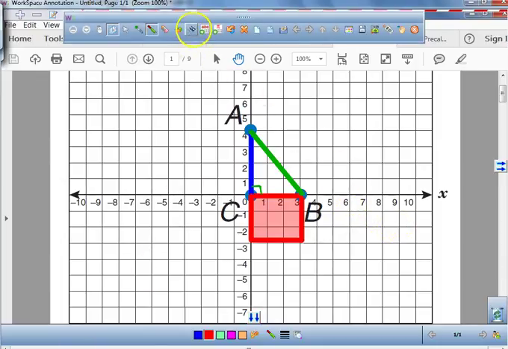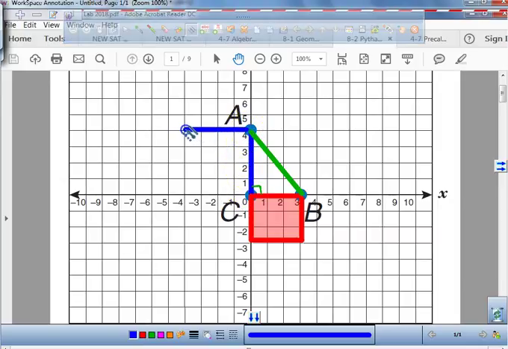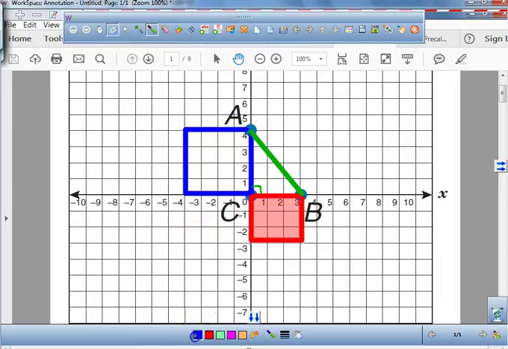All right, the next thing that I would like you to do is look at the distance between A and C and count. 1, 2, 3, 4. So what I want you to do is draw a square that is a 4 by 4 square. And then color that square in. All right, the next thing we're going to look at is the distance from A to B.